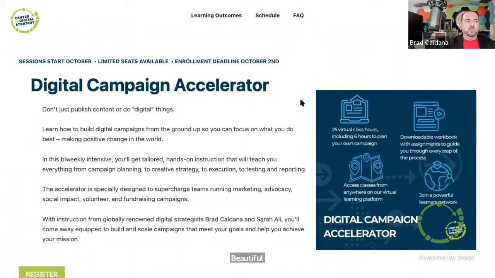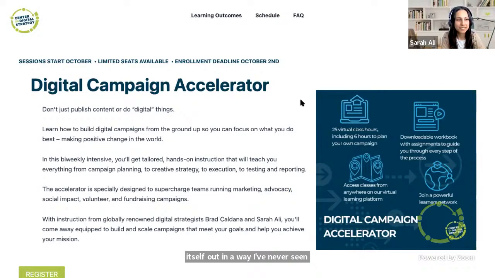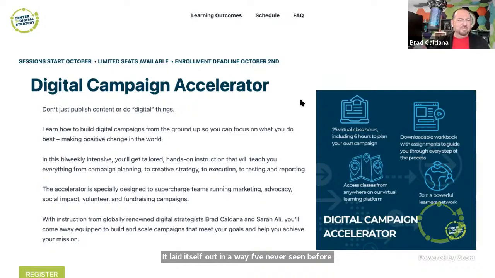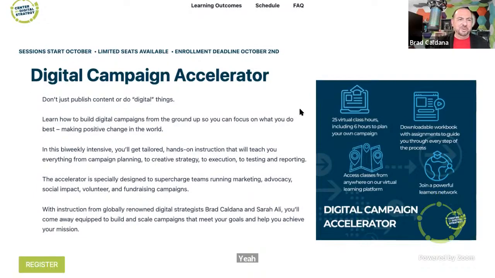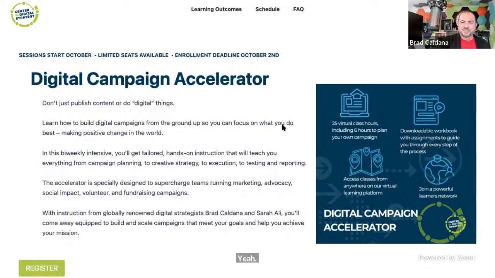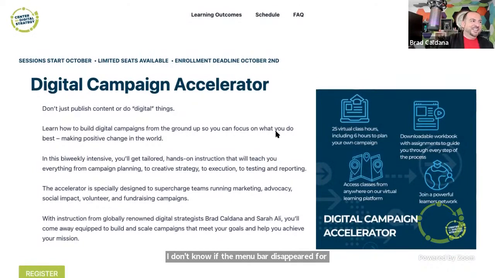It laid itself out in a way I've never seen before. The internet is crazy. Somehow moving into the other screen got rid of the menu bar. I don't know if the menu bar disappeared for you, but it's gone on my screen. It's like, oh, this is a beautiful way to look at a layout.